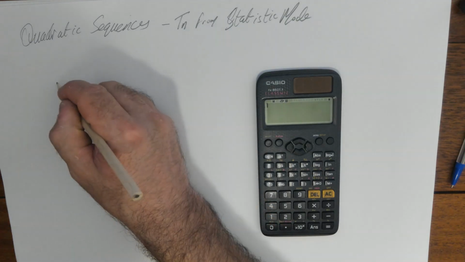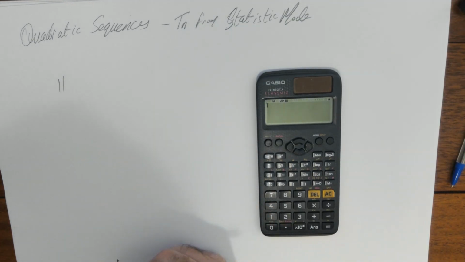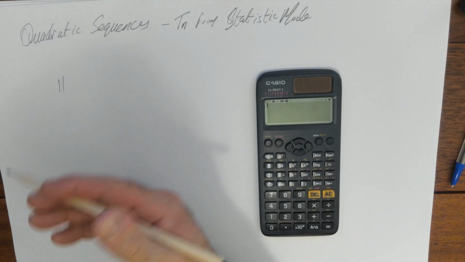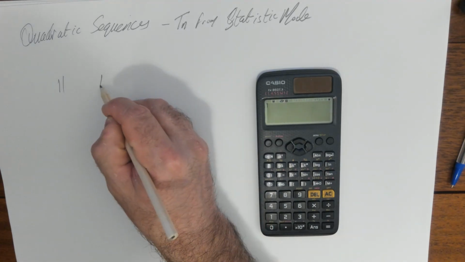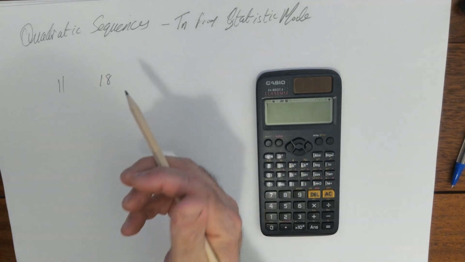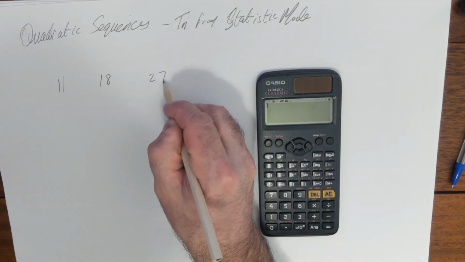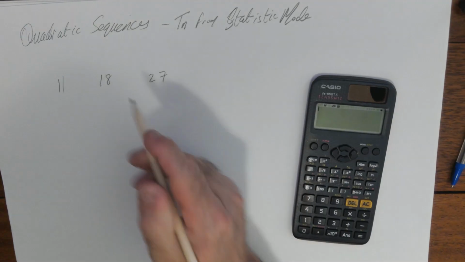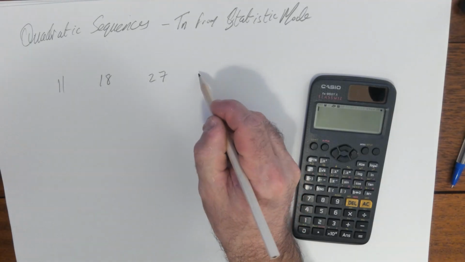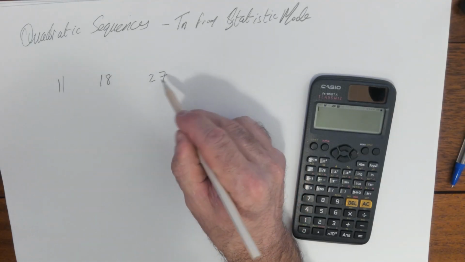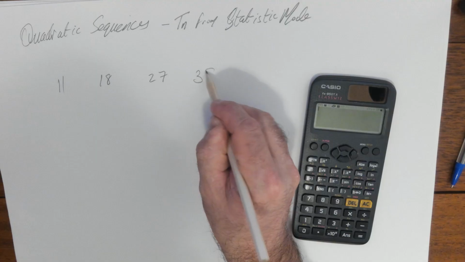Start anywhere, let's start at say 11. Let's jump up any particular amount, let's jump up 7, bringing us to 18. Now I've just jumped up 7. Let's jump up 9, bringing us to 27. Let's jump up 11. So what I'm doing is I'm moving forward by a linear sequence. Let's move forward 11 to 38.